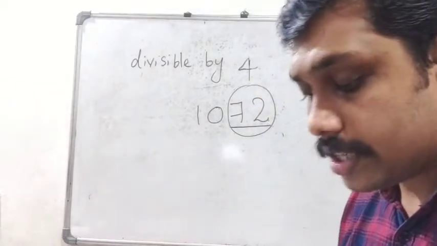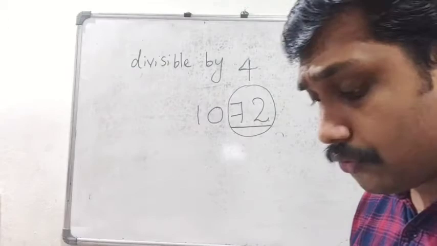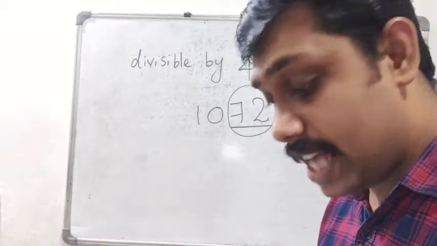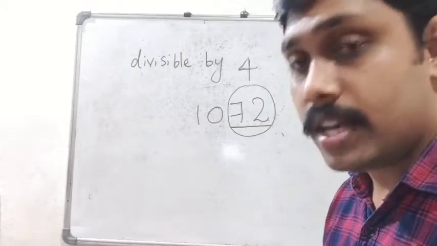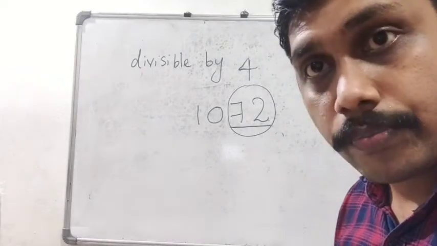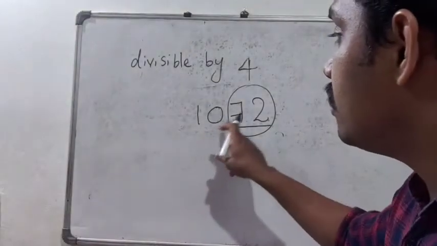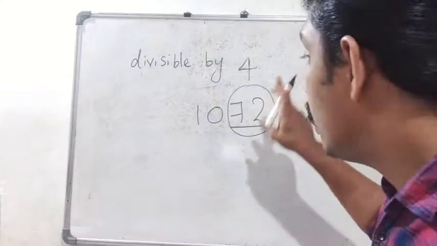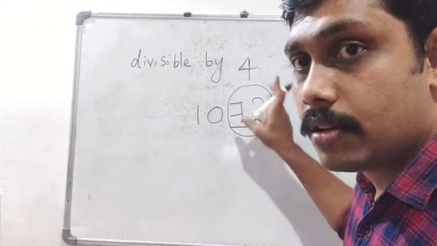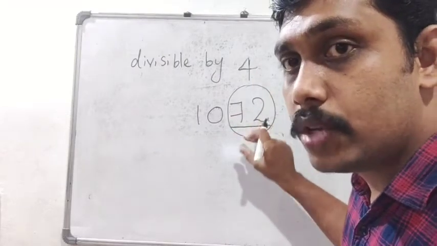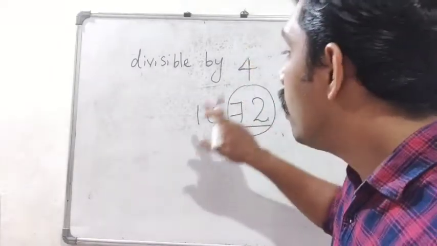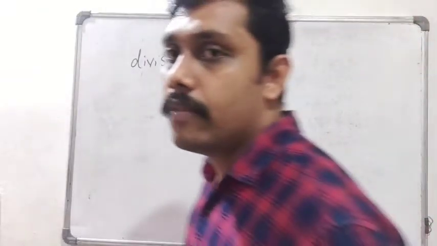That is, the third rule is, if the number formed by the digits in the tens and ones places of a given number is divisible by 4, the number is divisible by 4. So here, 1072, we have the number 72 in the tens and ones places. 72 can be divided by 4, isn't it? Yes, 72 is divisible by 4, so 1072 can also be divided by 4.